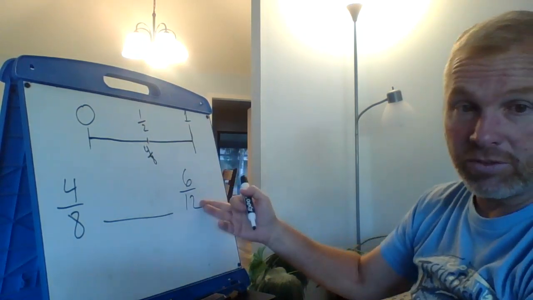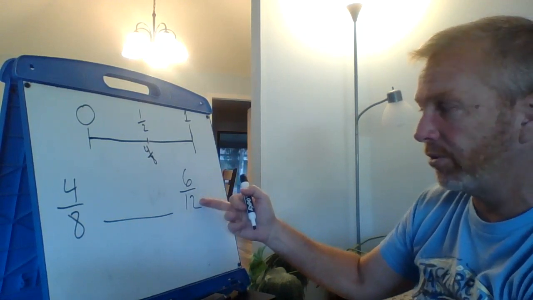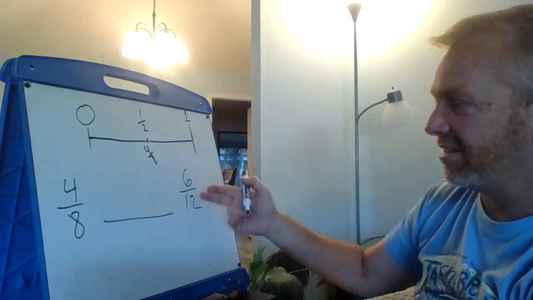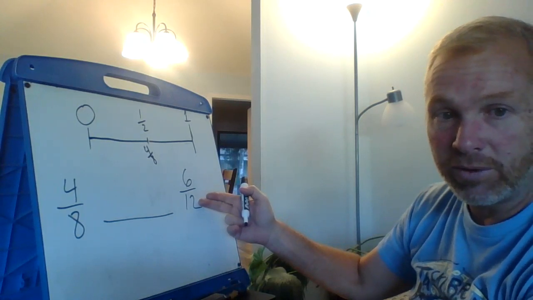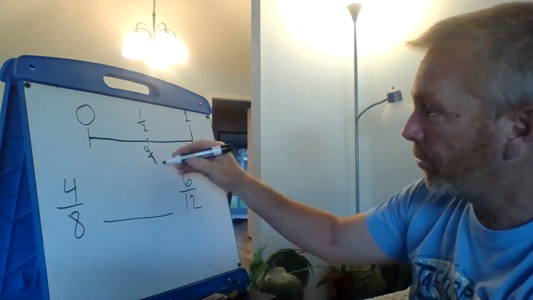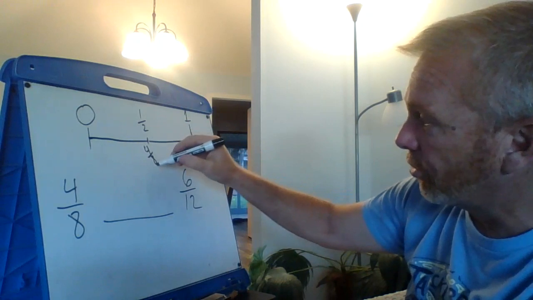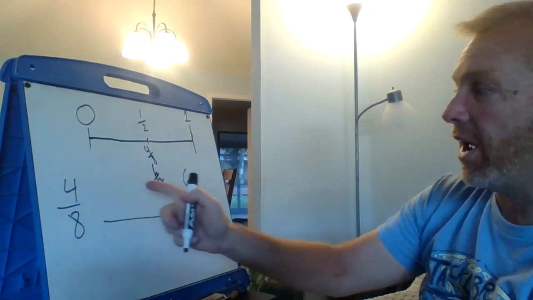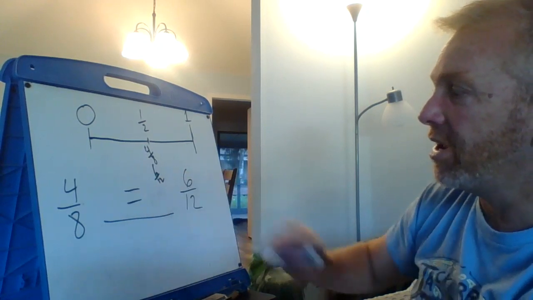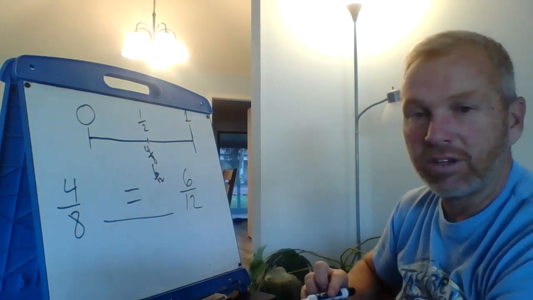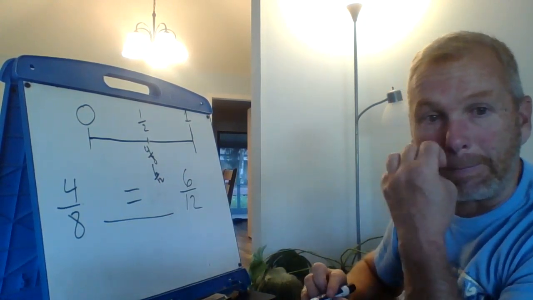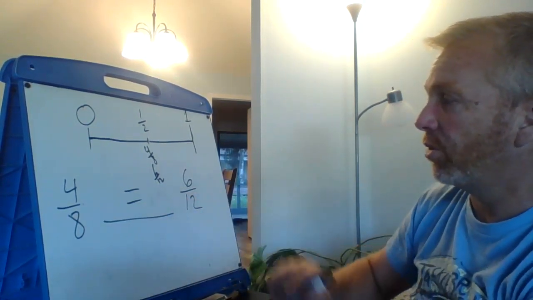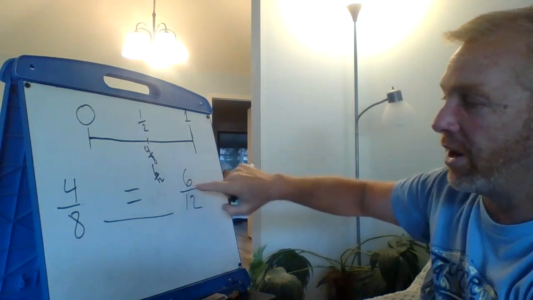Now I'm going to look at this number. I have 6/12. Something jumps out to me right away. I know that 6 is half of 12. So this would also fit under the 1/2. So 4/8 is equal to 6/12, because they're both equal to 1/2.